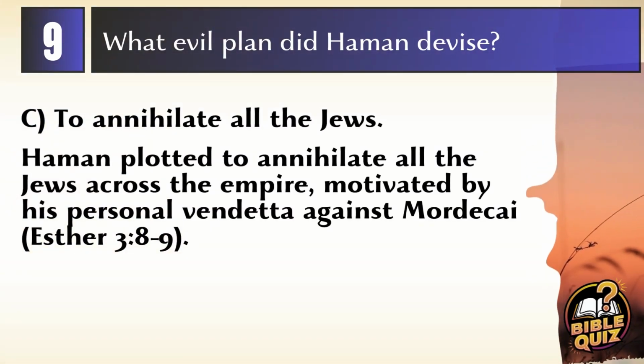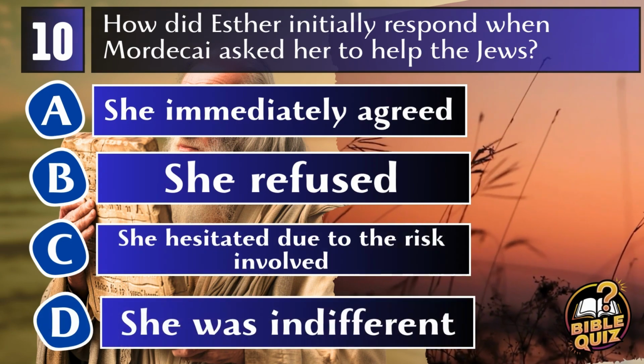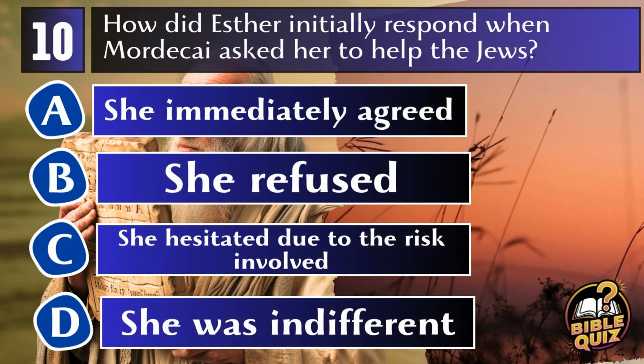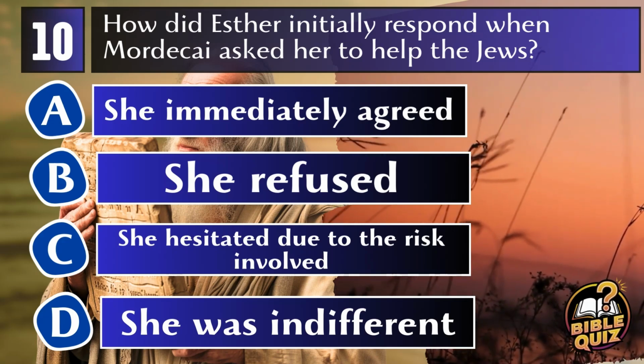Answer C. To annihilate all the Jews. Haman devised a plan to annihilate all the Jews throughout the Persian Empire, motivated by his personal vendetta against Mordecai, Esther 3-8-9.